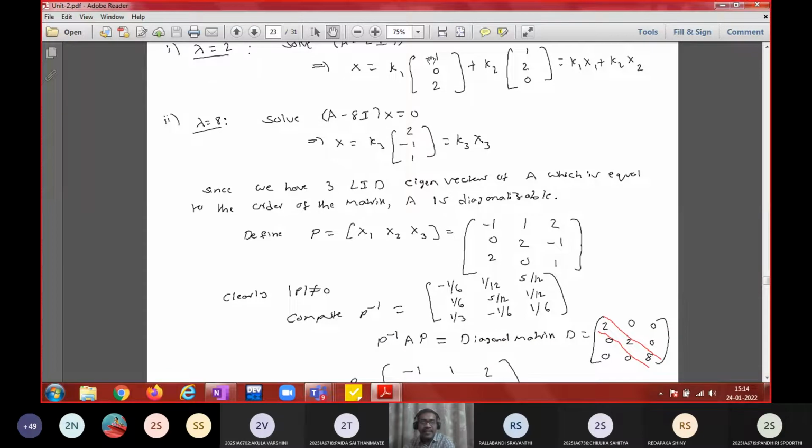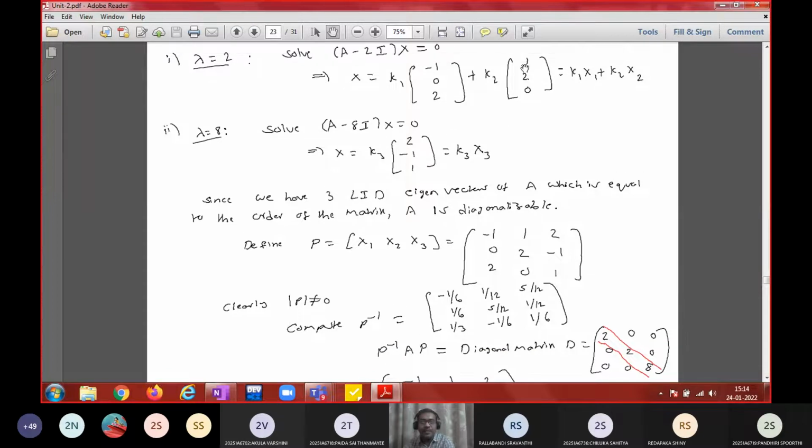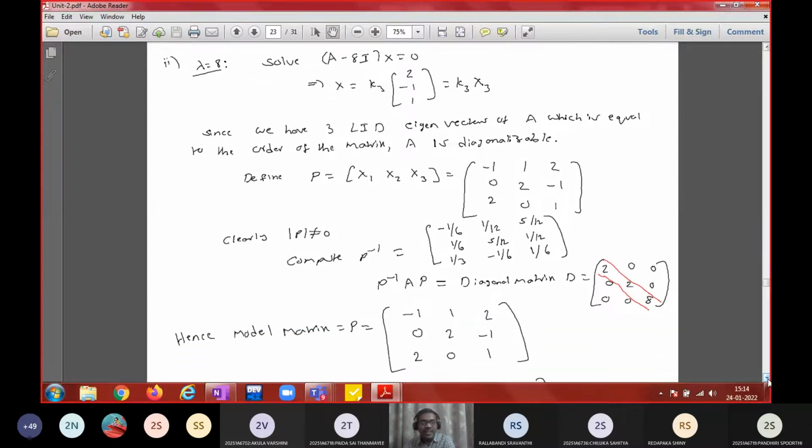You put these vectors in the columns. You will get a matrix, and this is going to be non-singular because these three are linearly independent. Therefore, P is going to be non-singular. When it is non-singular, you can find out P inverse.